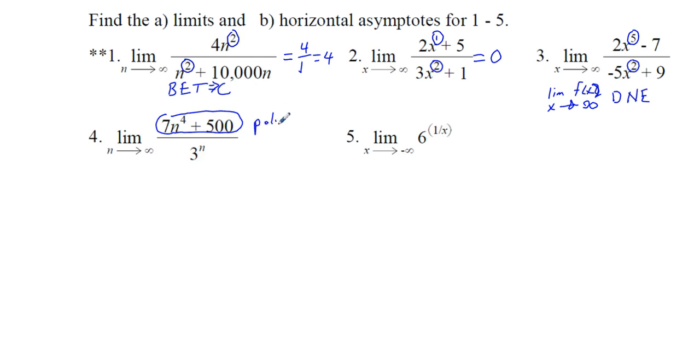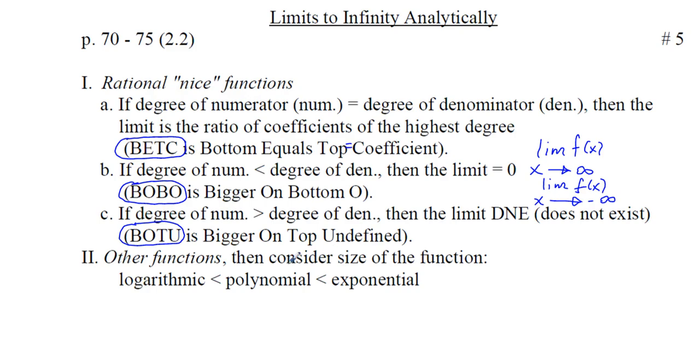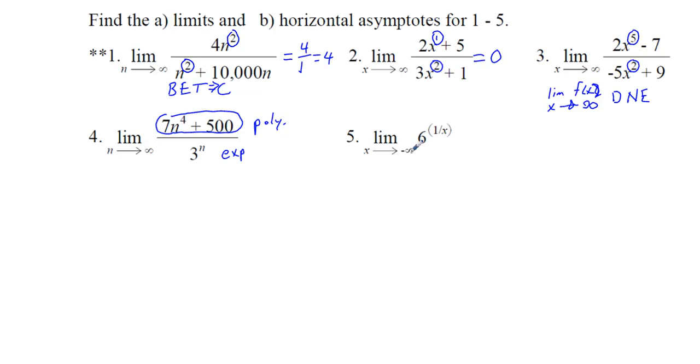Okay, polynomial divided by an exponential. For that, we're going to come back and say, well, this is the case here. A logarithmic is smaller than a polynomial, which is smaller than an exponential. And so what this means is we are bigger on bottom. So that's going to be a BOTU, a BOBO situation, bigger on bottom equal to 0. So our answer to this limit to infinity is going to be 0, because whatever's in the numerator is going to be overwhelmed as we approach infinity by what's in the denominator.